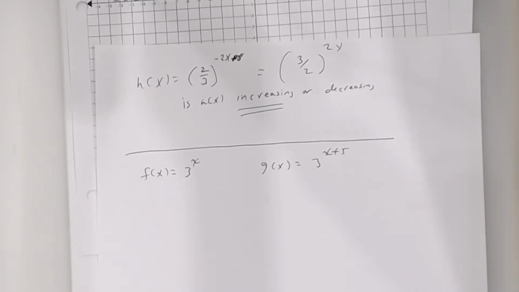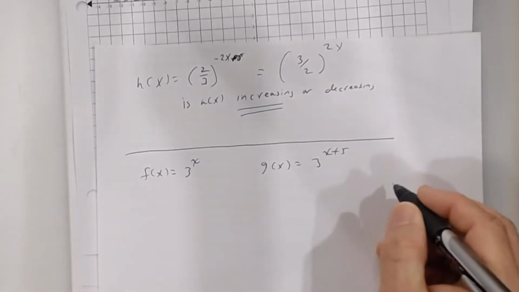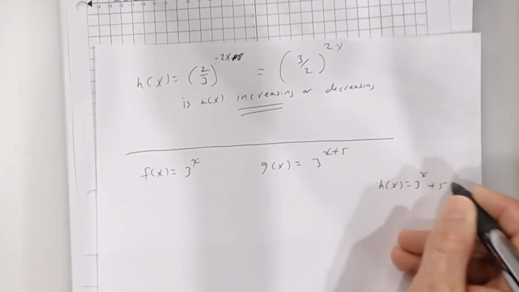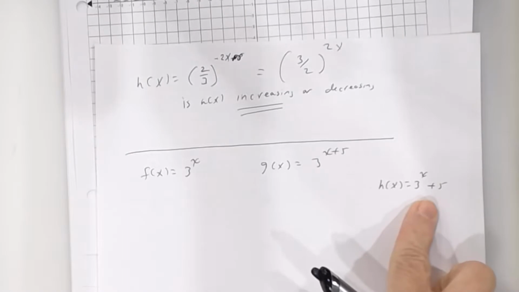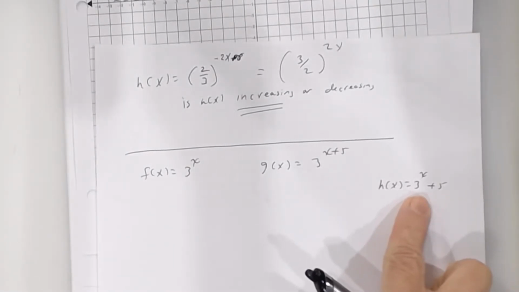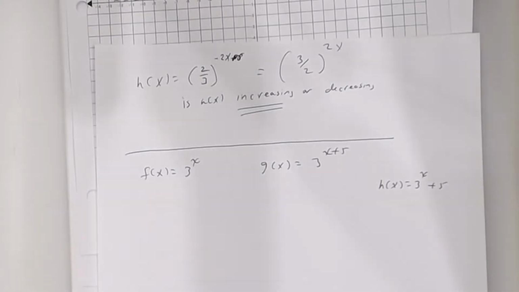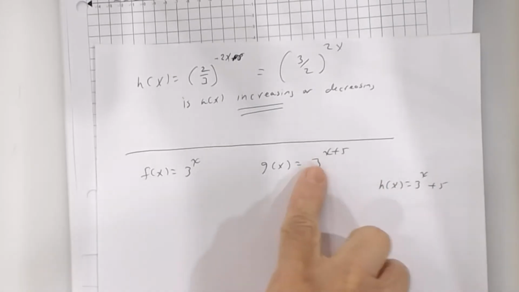If this was h of x equals 3 to the x plus 5, like this, see, those are two different things, right? What does that plus 5 do to 3 to the x? What kind of translation is that? It moves it up 5. Okay, good. So instead of your horizontal asymptote being y equals 0, it's going to be y equals what? 5. Right? So notice, though, this and this are not the same function.